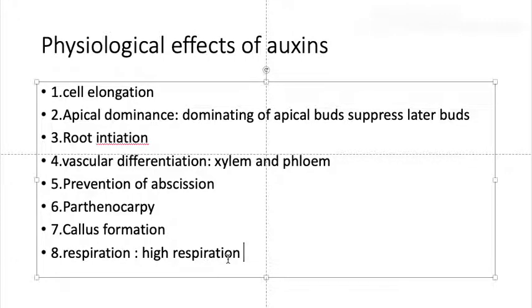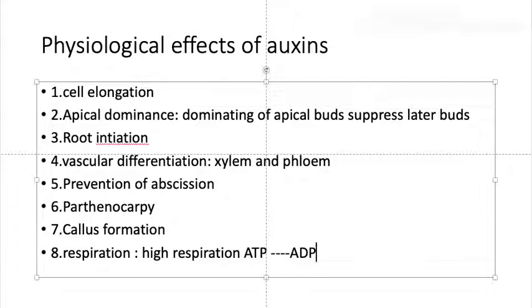And what does respiration do? ATP is a high energy molecule which is formed in respiration and utilized, and it is converted into ADP. Because of the presence of auxins, there will be an increase in the rate of respiration. So those are some of the effects of auxins.